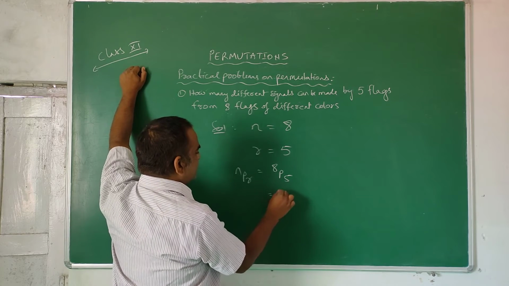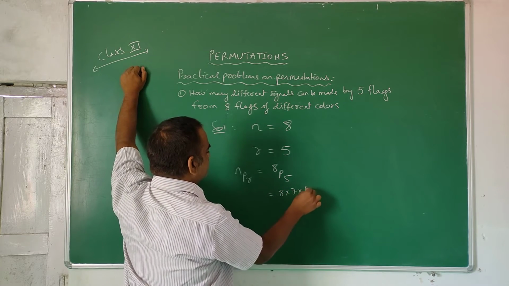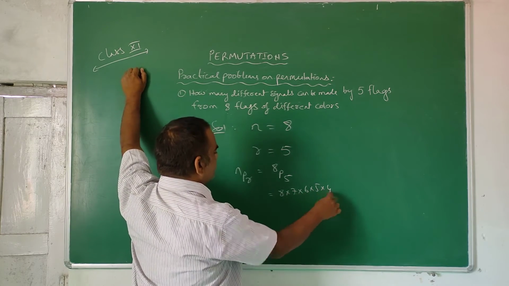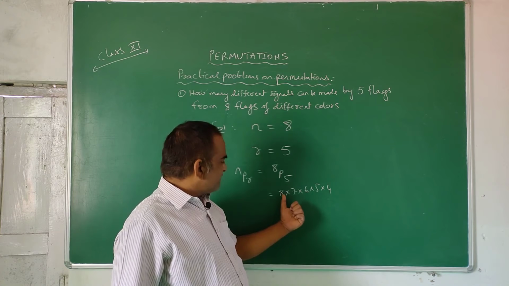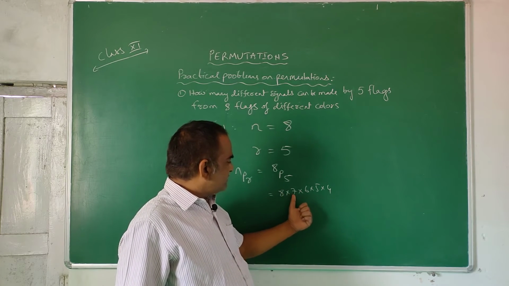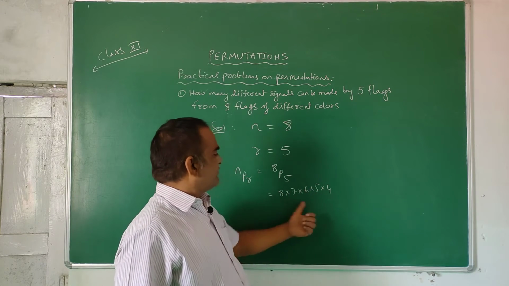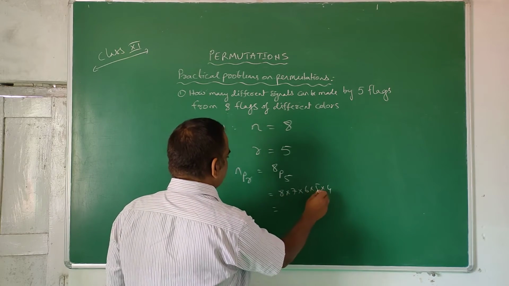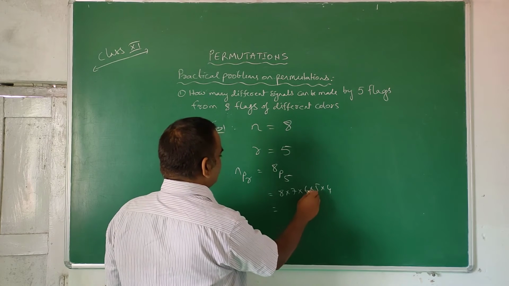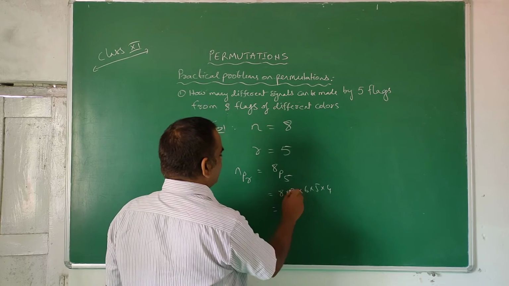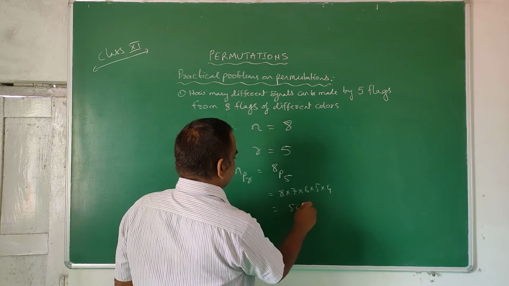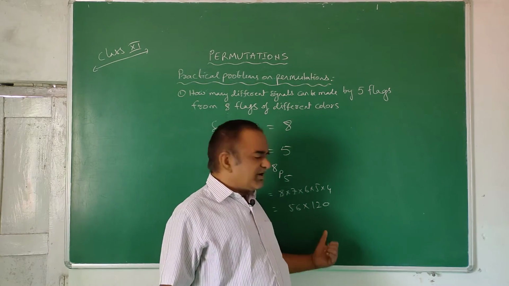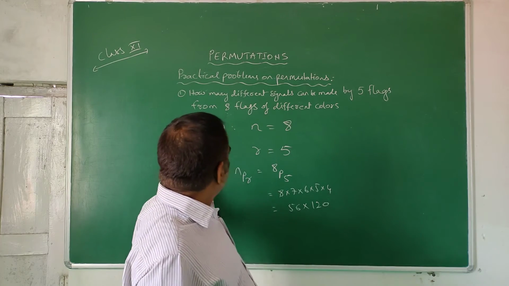8P5 means 8 into 7 into 6 into 5 into 4. See, you have reduced exactly 5 factors starting from 8: 1, 2, 3, 4, 5. This is the 8P5 value. So if you multiply, 5 4s are 20, 20 6s are 120, and 8 into 7 is 56. 56 into 120. If you multiply this, whatever number you get is the number of permutations. Understood?